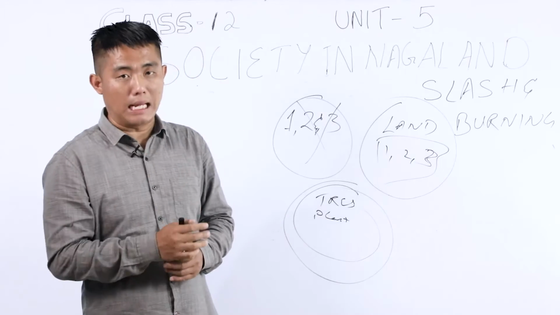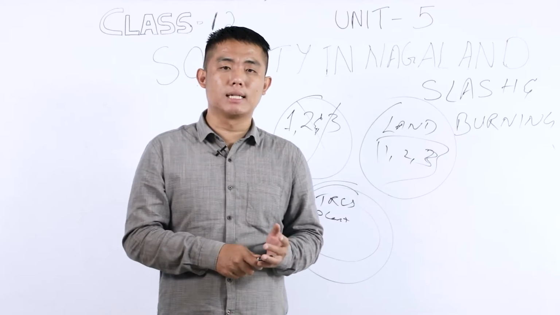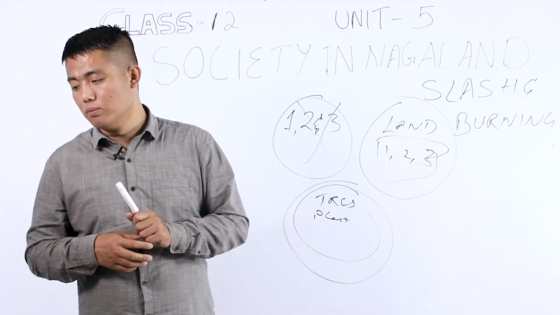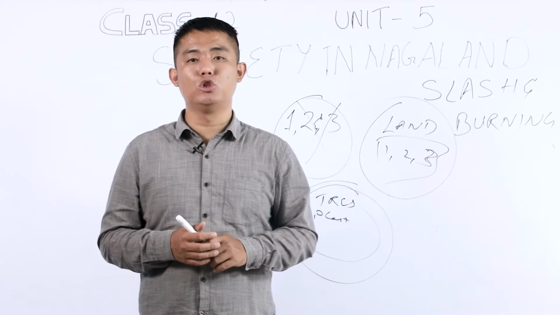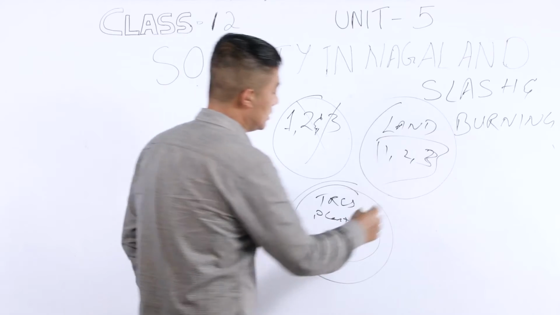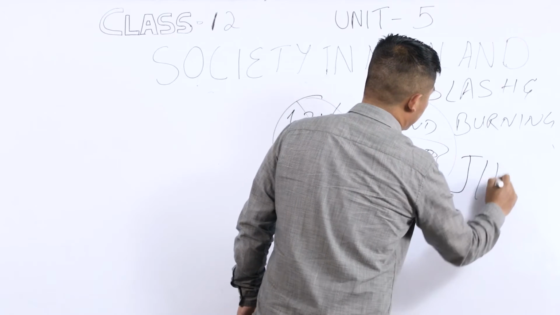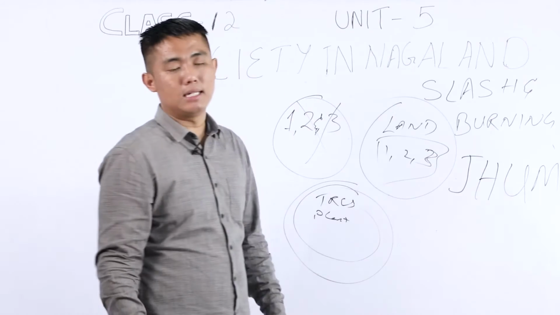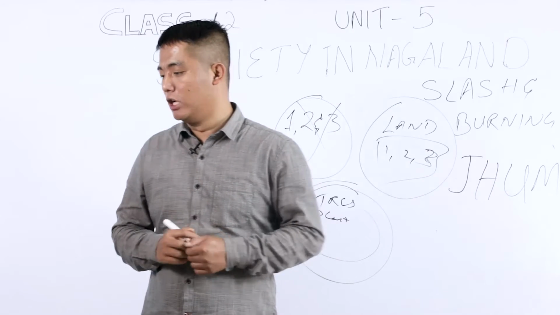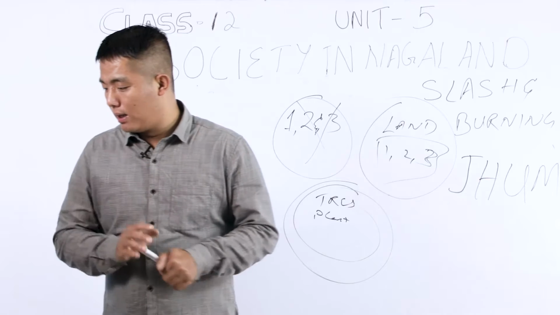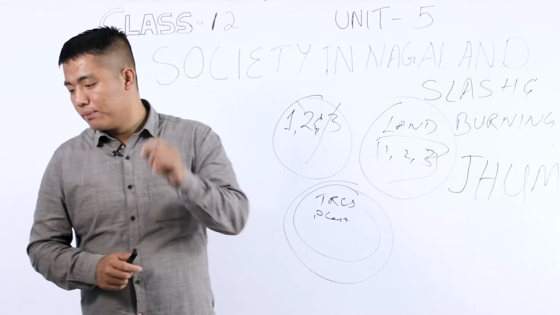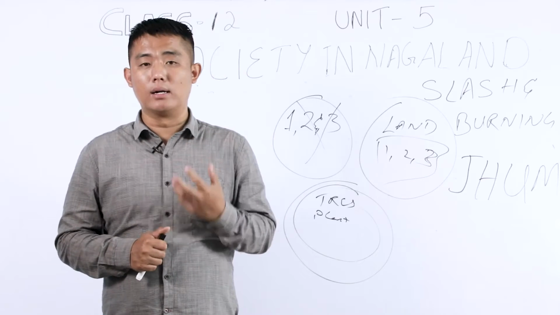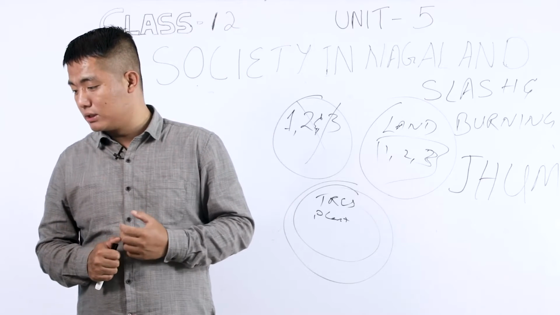So there are 3 names which I have mentioned here: shifting cultivation, slash and burning, and the next is jhum cultivation, J-H-U-M, jhum cultivation or jhuming, J-H-U-M-I-N-G.